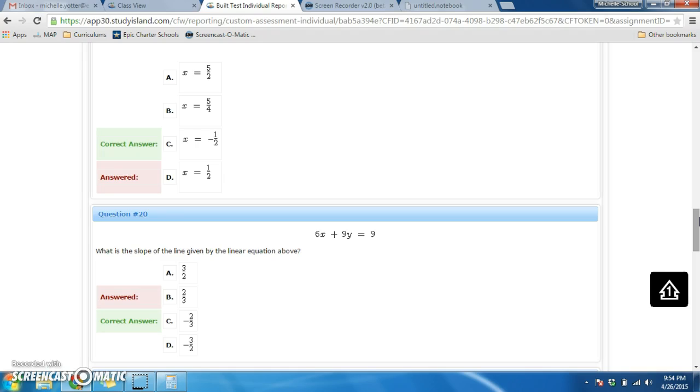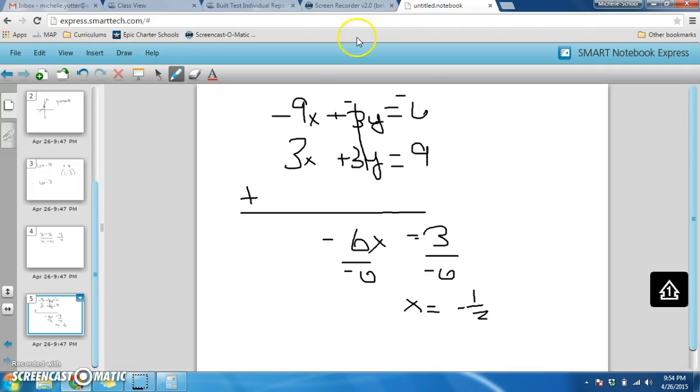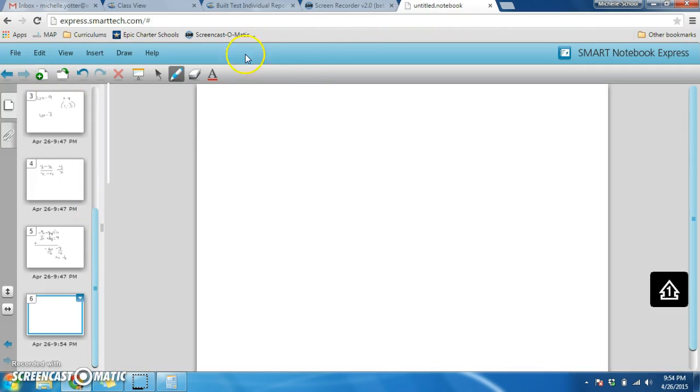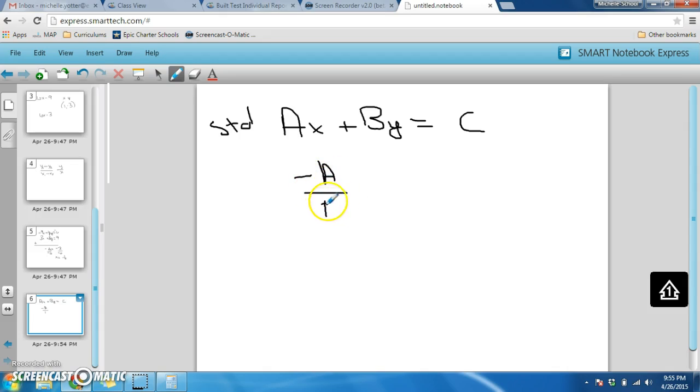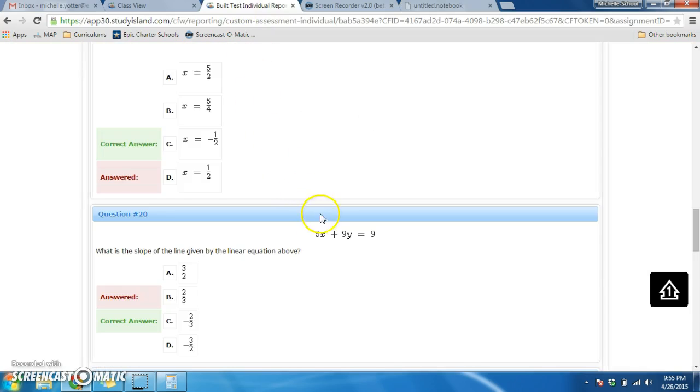What is the slope of the line again? Okay, this one, I know why you probably got this one wrong, because you forgot the other piece of it. So I think you're close. So remember, if it's ax plus by equals c, okay, if it's in this form, this is called standard form, then remember it's negative a over b. And I bet you just did a over b. But remember, it's negative a over b, so it'd be negative 6 over 9. And that's why it's negative 2 over 3.